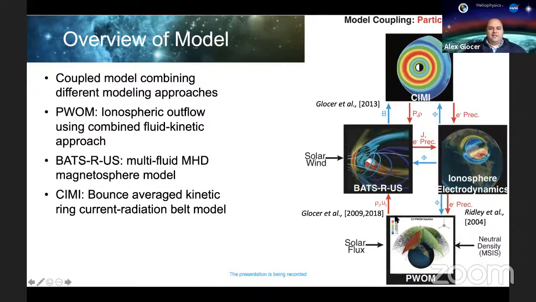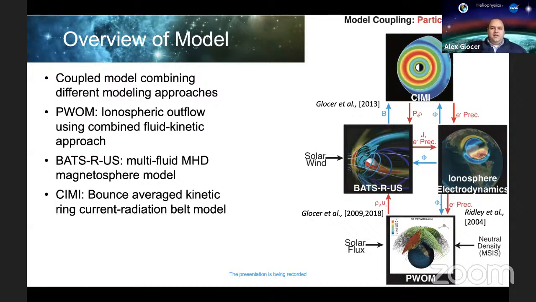And in this case, the ion outflow, as I said, is provided by Plume. Plume is setting the inner boundary condition of the BATS-RS magnetosphere code. In this case, BATS-RS is configured to solve the multi-fluid MHD equations with one fluid for solar wind protons, one fluid for ionospheric protons, so we can separate those populations, another fluid for ionospheric oxygen, and then a separate fluid for the cold plasmasphere population.